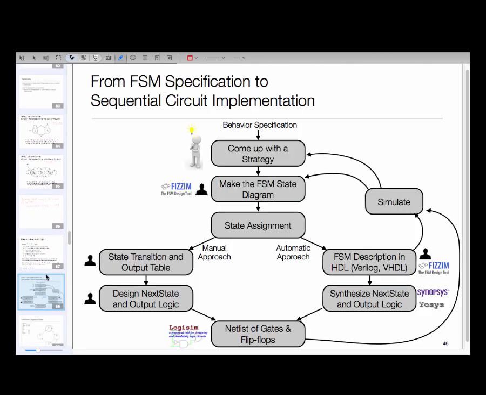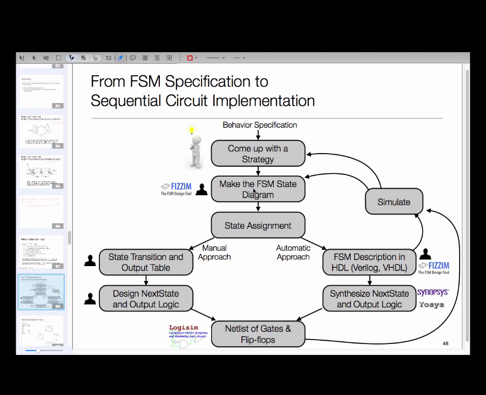So, given a problem, I can write the state graph. Now, what does a design process look like? What I want to talk about is how we take this FSM and translate that into a sequential circuit implementation. The idea is that I'll give you some specification of the behavior of the system you have to design. You have to come up with a strategy. Only you can come up with it. That's the idea part of it.